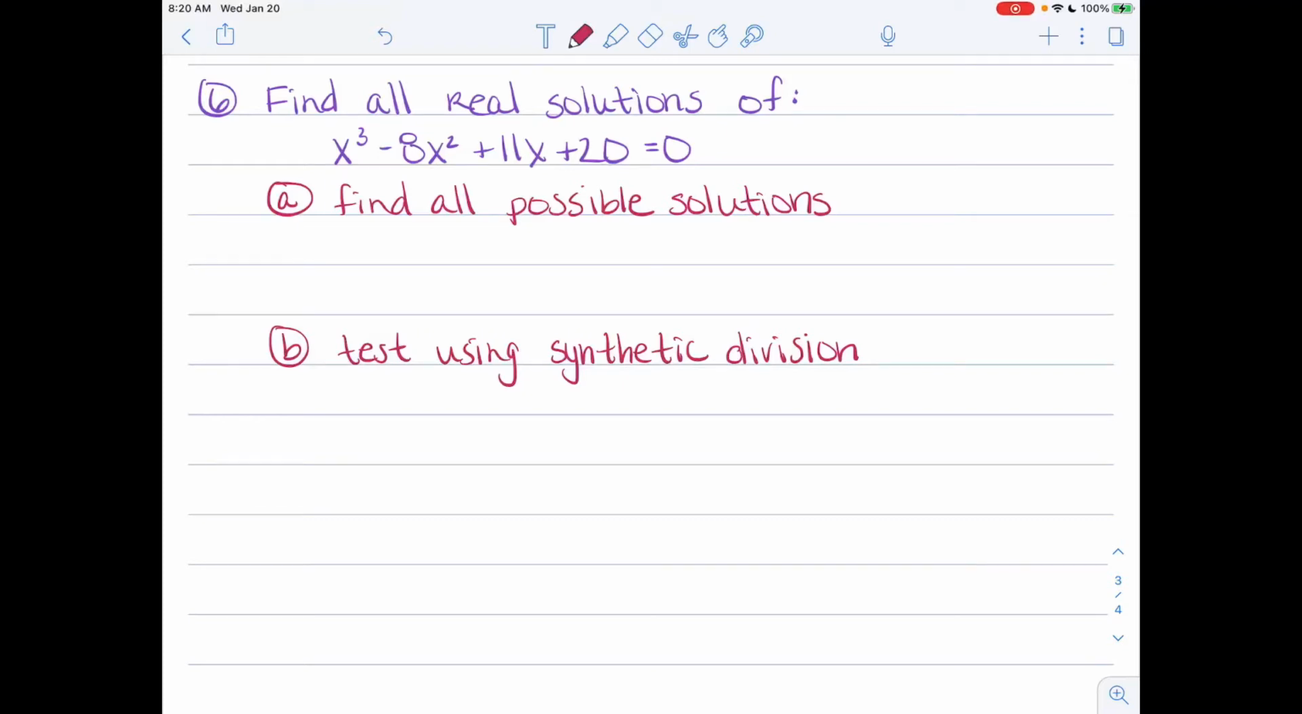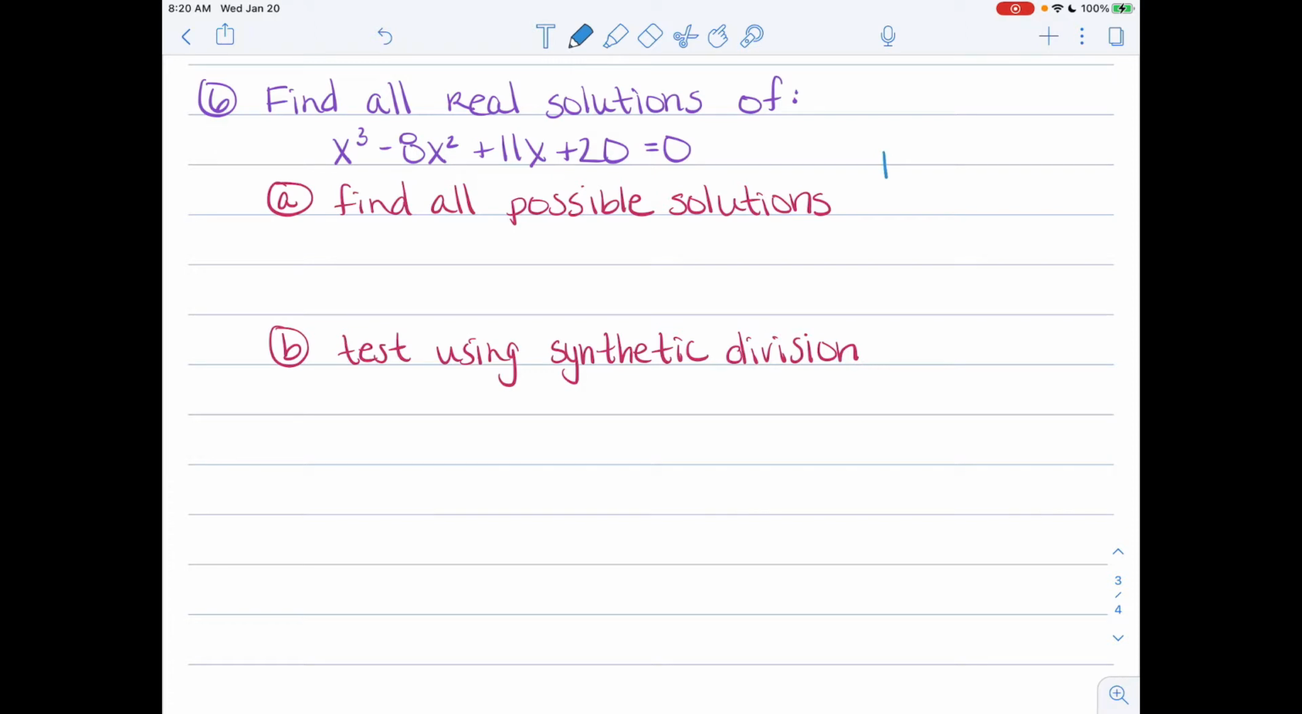For our final example of the day, we are going to look at finding all of the real solutions of this polynomial, x to the third minus 8x squared plus 11x plus 20 is equal to 0. This is going to be a grouping fail just like my last one. You can prove it to yourself if you'd like, or you can just take my word for it.